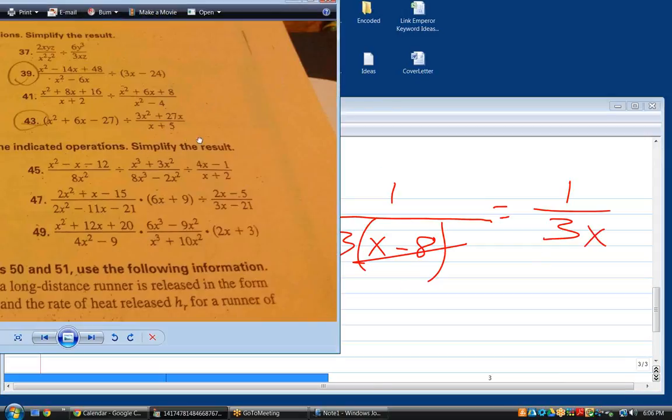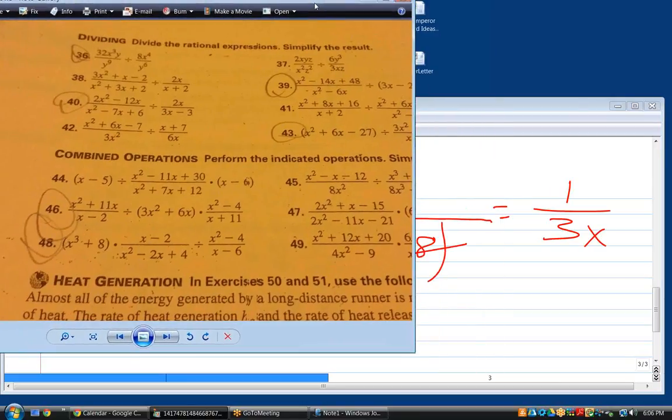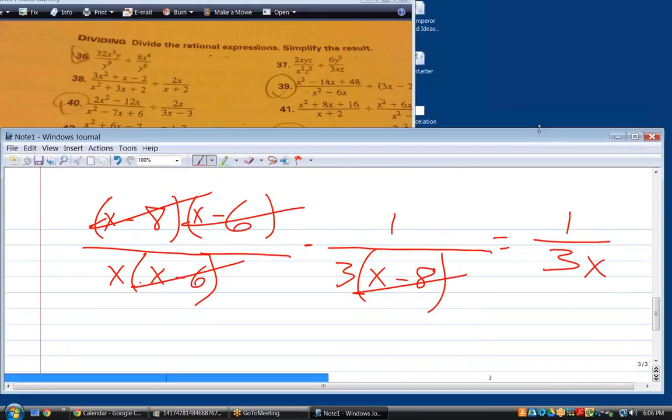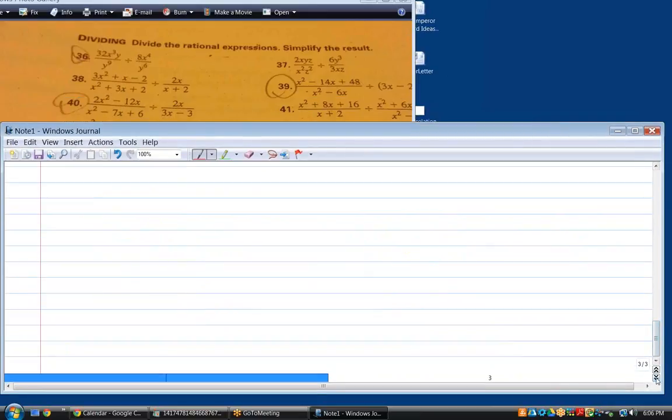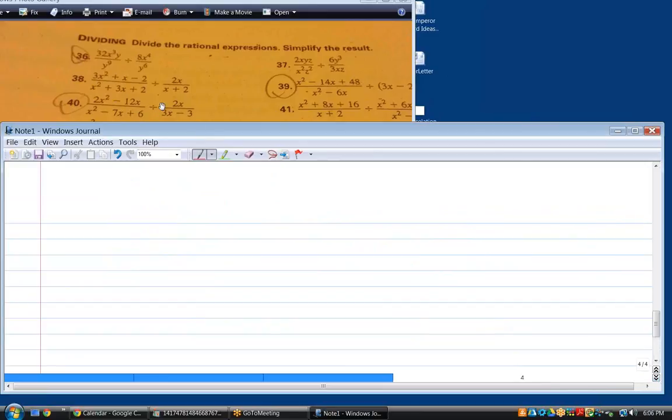Okay. 40. Factor the top. First of all, the first thing I'm going to do is turn it into a multiplication problem. Okay? All right. So I'm going to have this times the reciprocal of that. Okay, so let's start with the left numerator. Take whatever you can. It'd be 2x parentheses x minus 6. Okay.